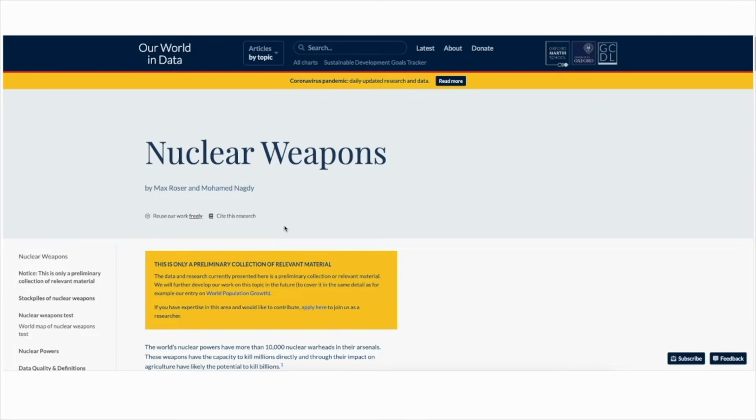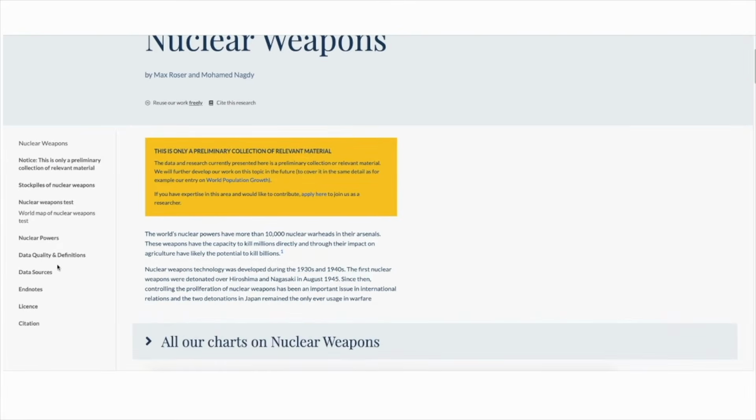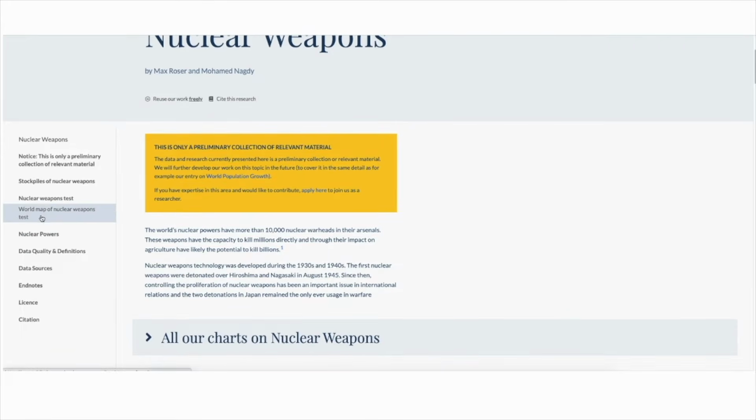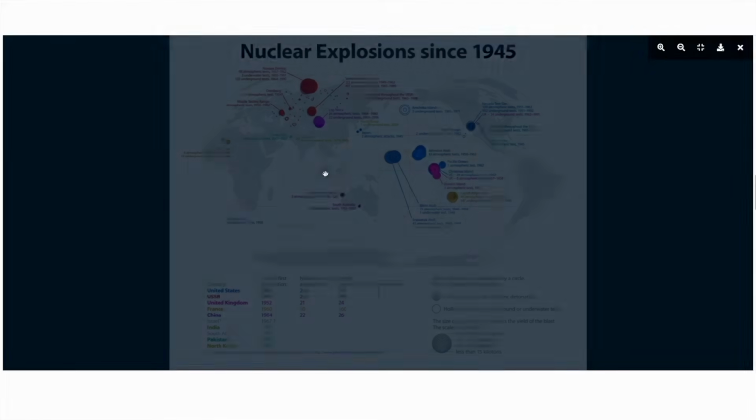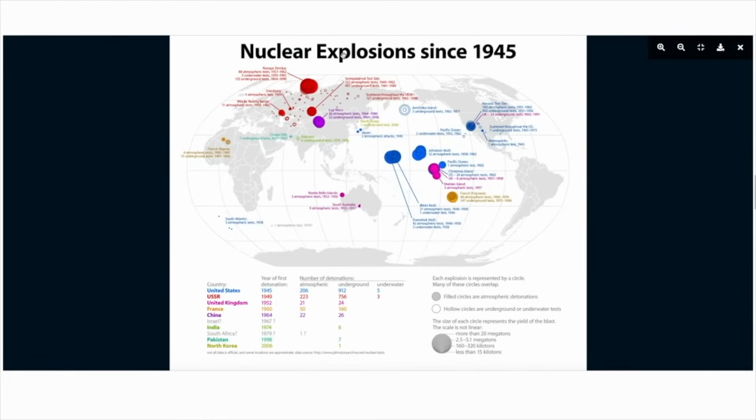And then finally, I would like to visit this website, Our World in Data, and there's a lot of information regarding this arms race. I want to show you this image over here. We've got nuclear explosions since 1945. Remember, this is not during warfare, but these are all tests.